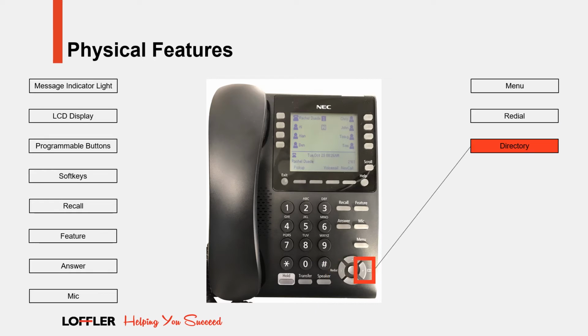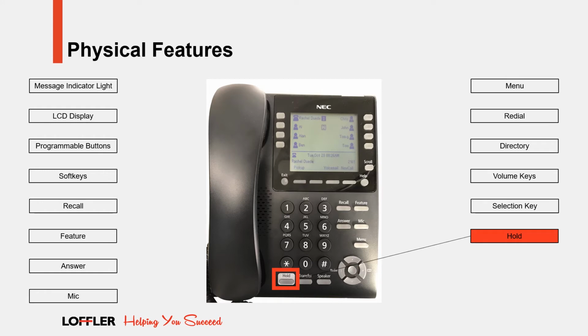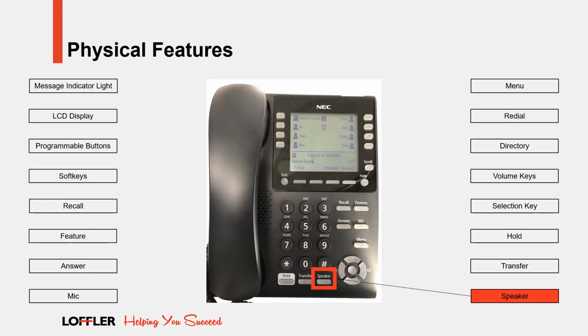The directory button is a list of your company's employees. The volume keys will allow you to change the ringer volume or control the volume of the speaker or receiver during conversation. The selection key is located in the middle of the navigational key. It is a way to press enter on your phone. The hold button places internal and external callers on hold. The transfer button allows you to transfer a call to another extension or an outside line. Press the speaker button for hands-free capability.